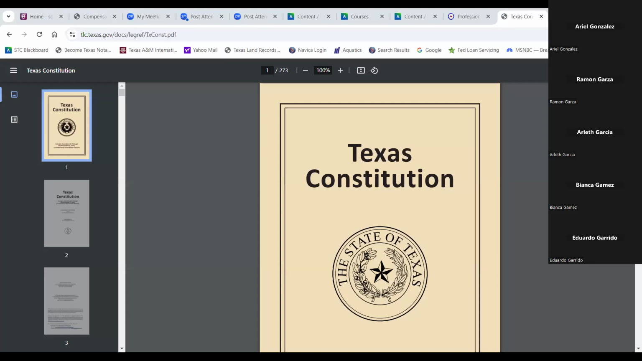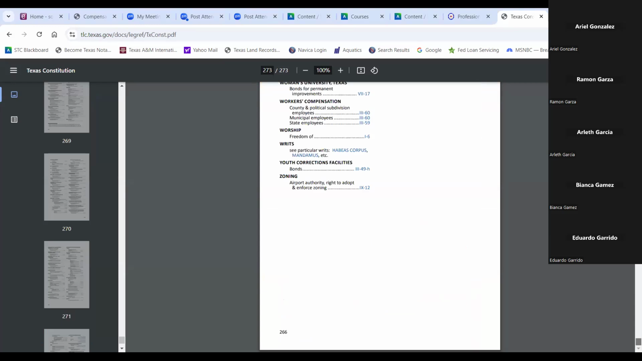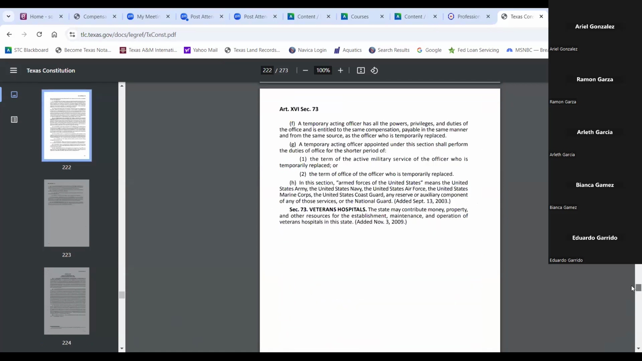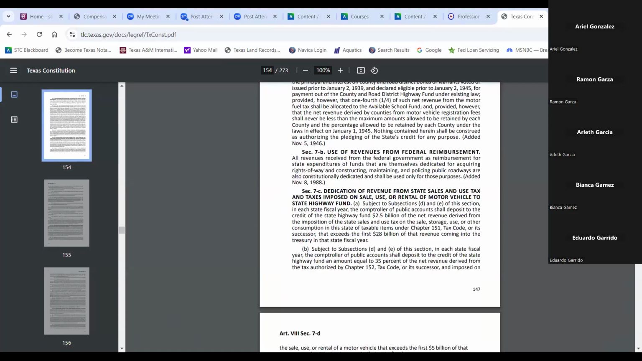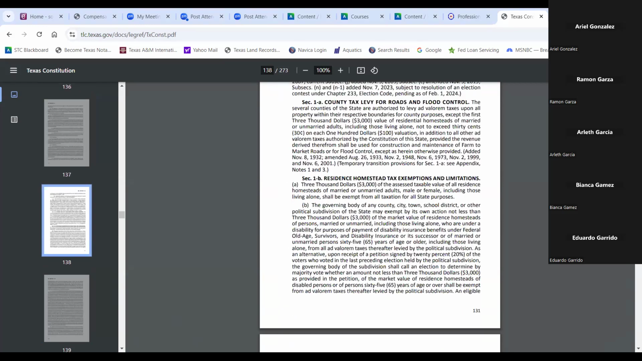So as you can see, here is a PDF of the state constitution. Look how many pages it is. 207, 200, and what is it, 70? Yeah, 273 pages here. So again, like I said, this would take us probably at least a month to go over more specifically.